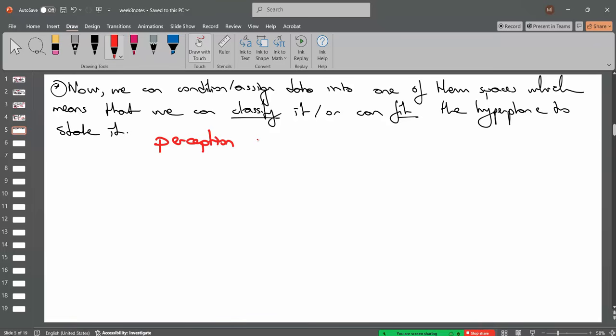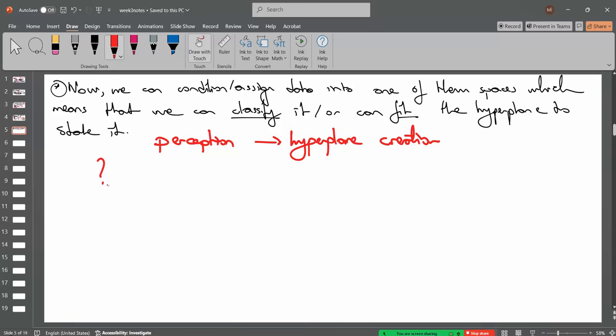The perceptron is directly related to the hyperplane creation, guys. Okay? Nothing more. And so, if we are using the neuron, this neuron divides the whole space into two parts. Okay?